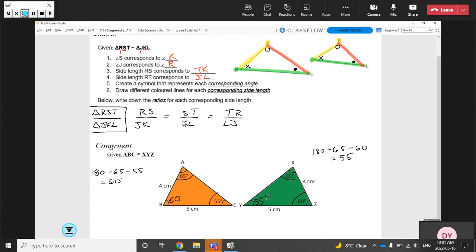Interesting. Notice how all the angles are the exact same. And then the corresponding sides, look, we have a 4, a 4, a 5, a 5. They've got to be congruent. They're the same shape because they have all equal corresponding angles, and they're certainly the same size. All right.